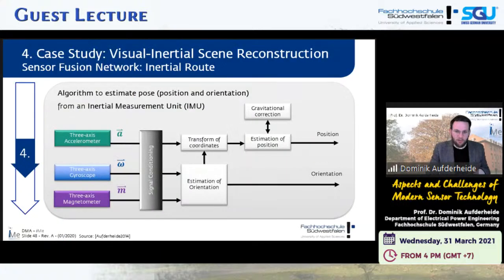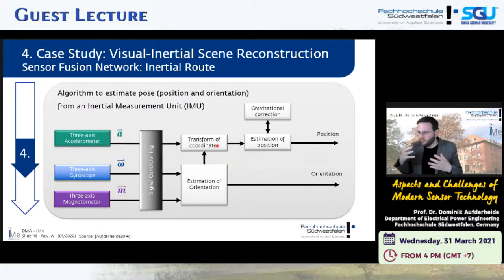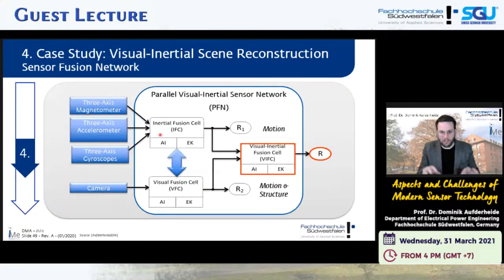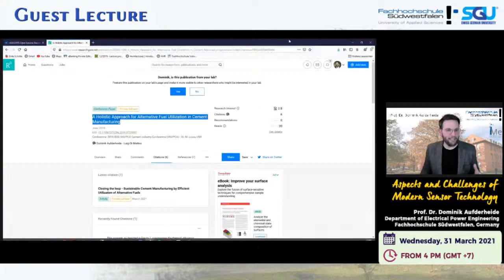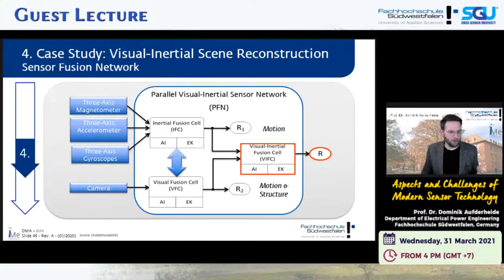So back to our fusion scheme. So now we know, okay, we have the camera moving around, we get some motion estimation from the camera, and we have the inertial sensors, we get a motion estimation from the inertial sensors. So how does this help us now in our overall structure? It can help us because we now have motion information from two completely different sets of information.